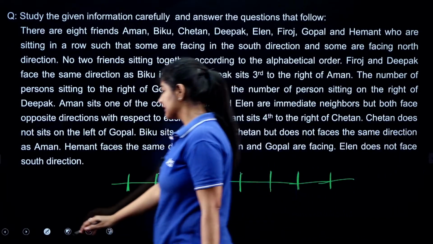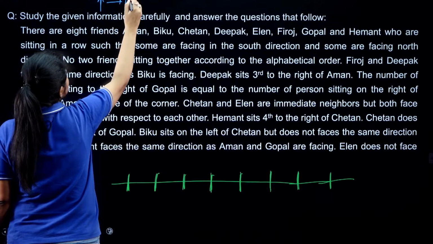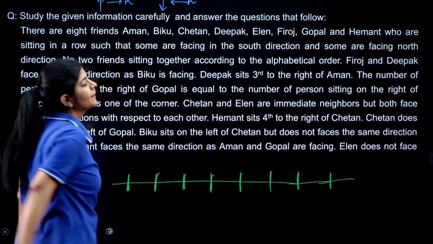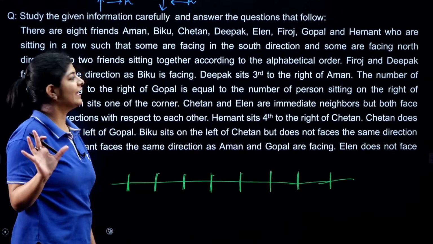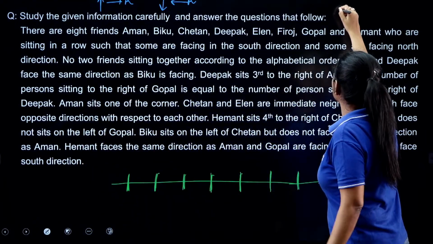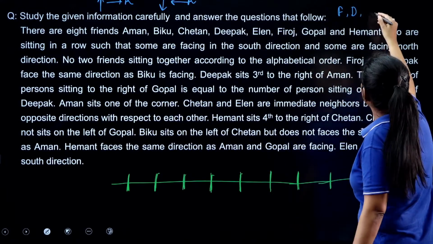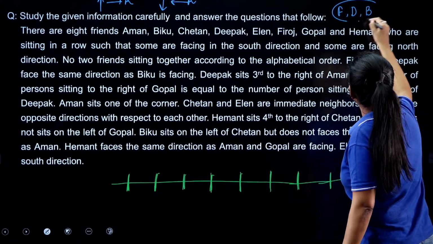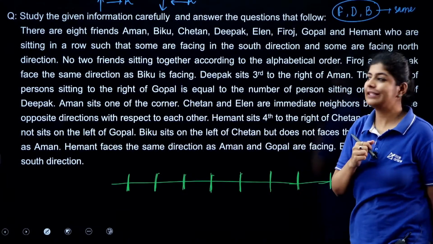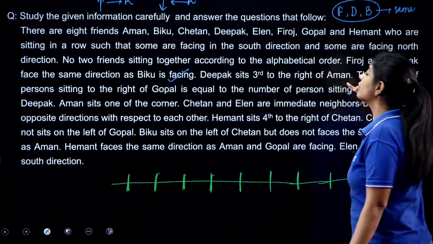Okay, let's start discussing this one. As we know, if someone is facing towards the north, then this is the right, and if someone is facing towards the south, then this is the right side. Here we have 8 persons. Now the question is saying that Deepak, so I am only writing F, D for Deepak and Biku, all of them are facing in the same direction. These 3 are facing in the same direction. Next, Deepak sits third to the right of Aman.